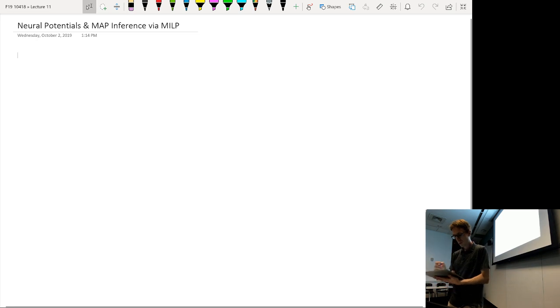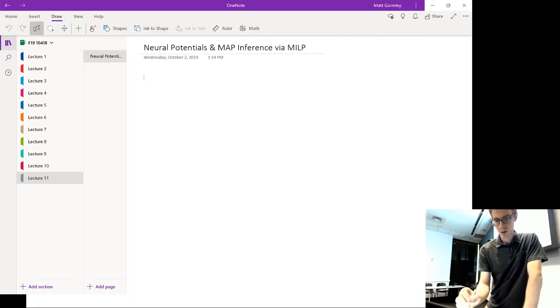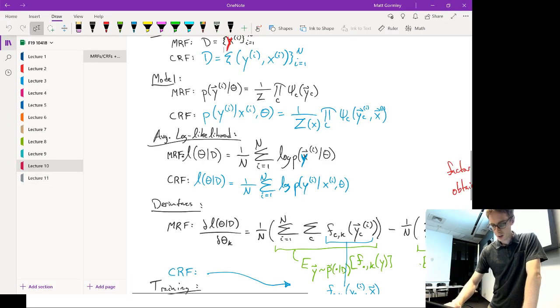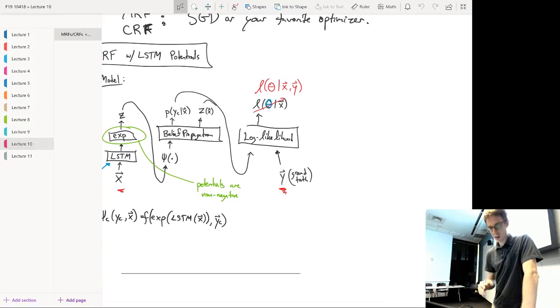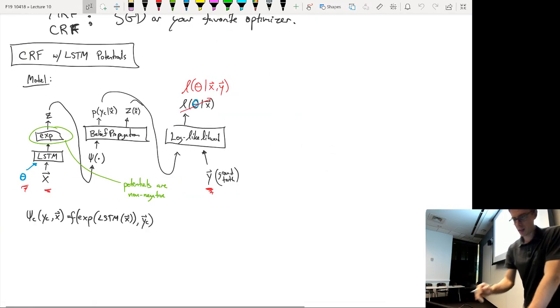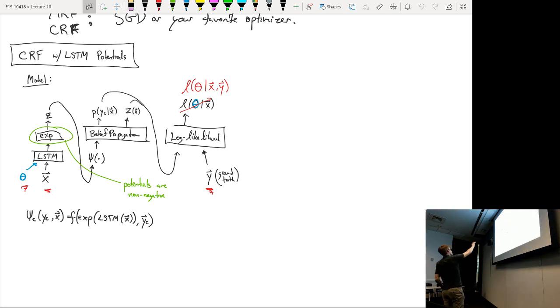So what we have is a problem where, actually I guess it's worth just making a quick note about where we left off last time. So last time we had said that we could think about a computation graph that ties together our use of belief propagation and log likelihood into one unified picture of a loss function.